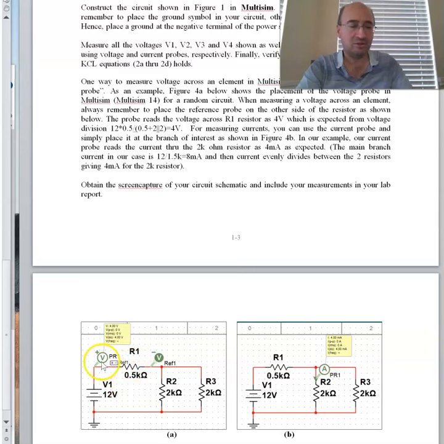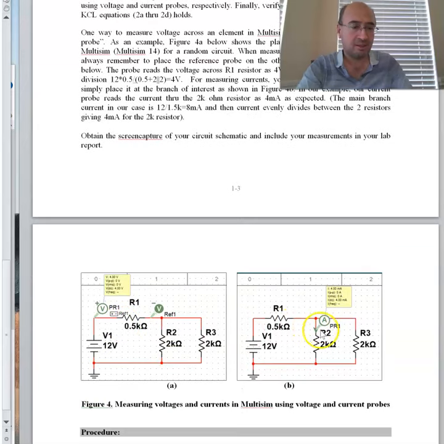You will be measuring voltage across a component, in which case a resistor. You need to use a differential probe. So you place the positive terminal of the probe on one side and the reference or the negative one on the other side, so you can measure it. There is also a voltage probe, but that's only with respect to ground, so it's kind of measuring the potential. And as for the current probe, you simply place this at the branch of interest and it shows you a reading. And these are some examples.